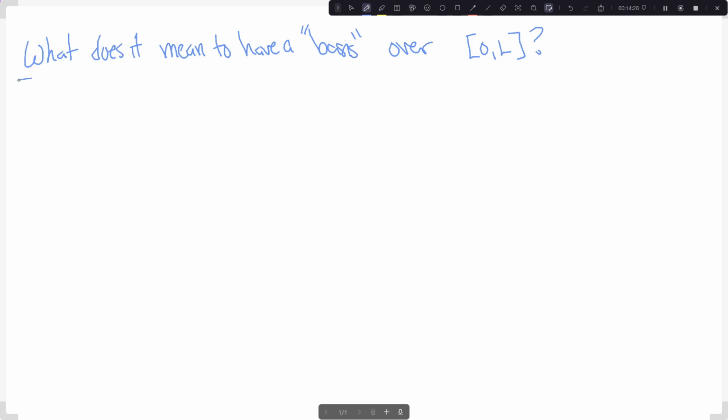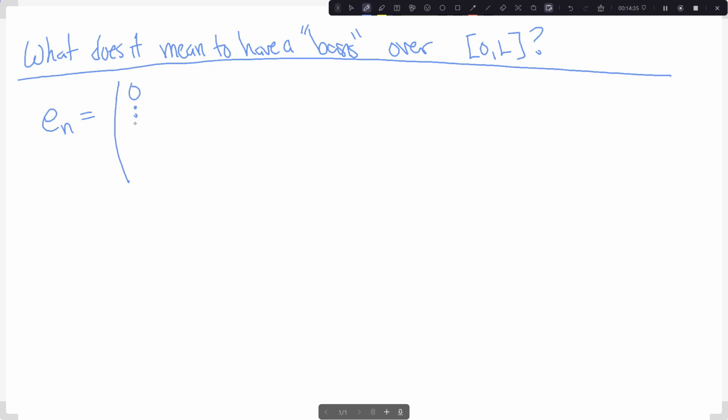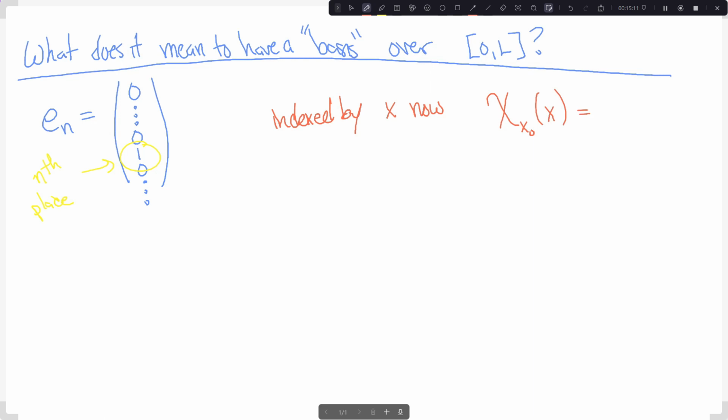So if I take this E sub n, which was my infinite vector of zeros, and then a 1, and then some more zeros, where the 1 was in the nth place, and I reinterpret this indexed by x now. This is the function. I'm going to call it chi sub x, where I'll call it chi sub x sub 0. It's a function of x, which is piecewise. It's equal to 0 if x is not equal to x naught. It's equal to 1 if x is equal to x naught.